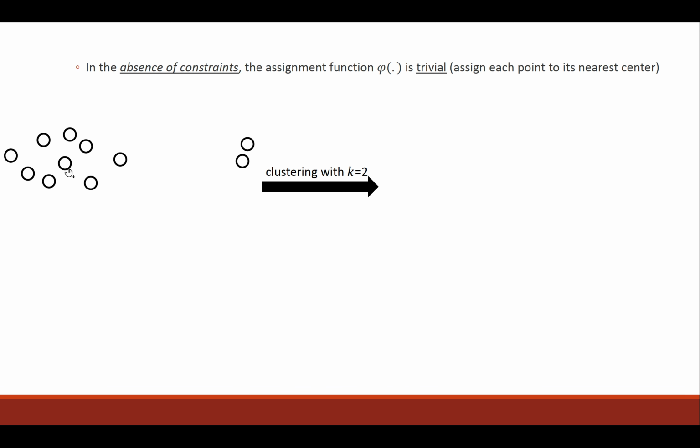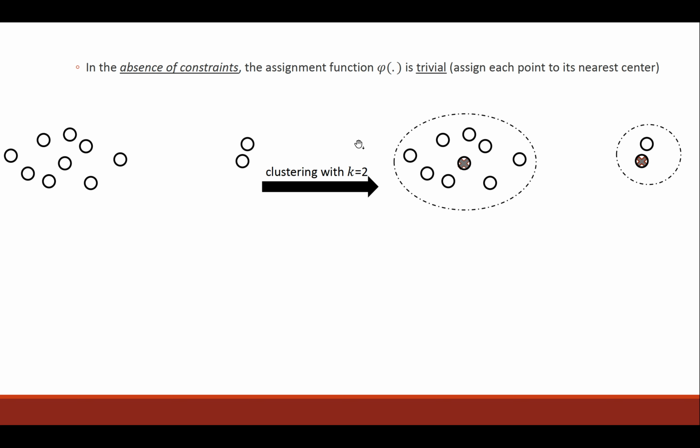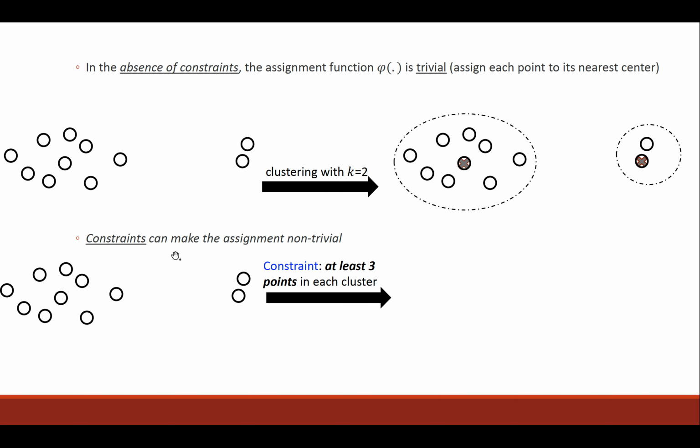So, for example, if we have this input, this collection of points, and we were doing clustering with k equal to 2, then we would get the following clustering. x denotes a center, so we have a center here and a center there, and we have this cluster on the right and this cluster on the left, and clearly each point is assigned to its closest center. Now, when constraints are imposed in clustering, the assignment actually becomes non-trivial.